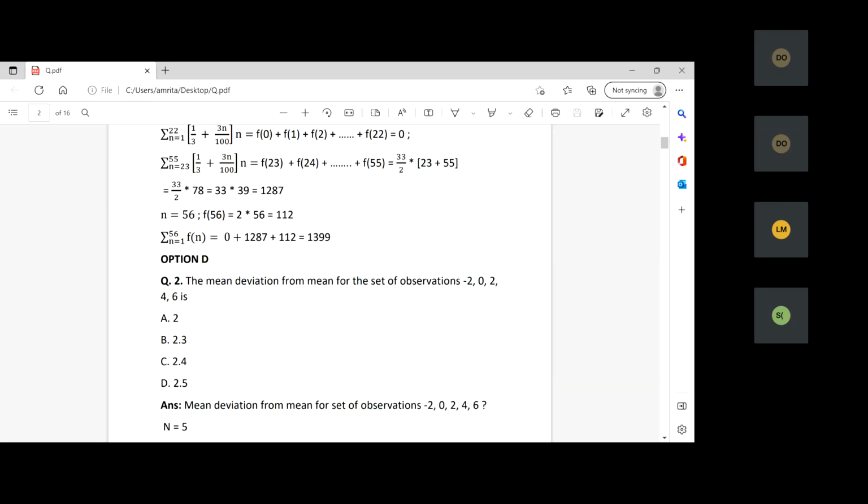So it's like in JEE also, in our entrance exam also, there is negative marking. So we need to be really careful when answering the question. The options are option A is 2, option B is 2.3, option C is 2.4, option D is 2.5. So let's see how many of you have typed the answers in the chat box.